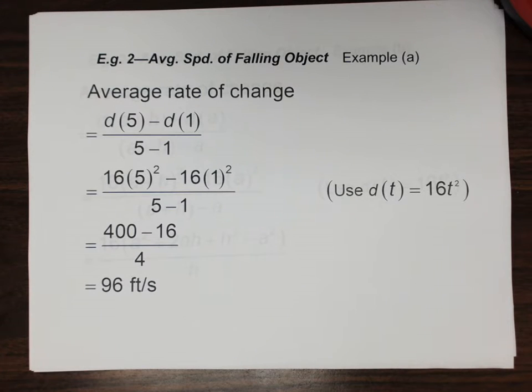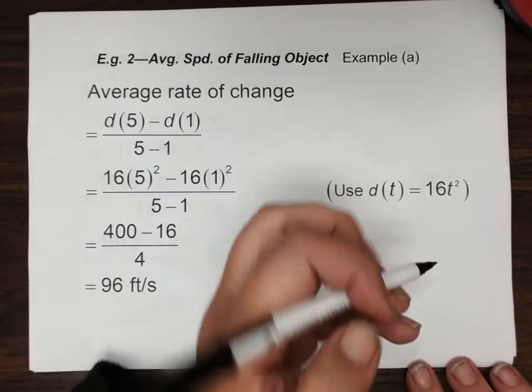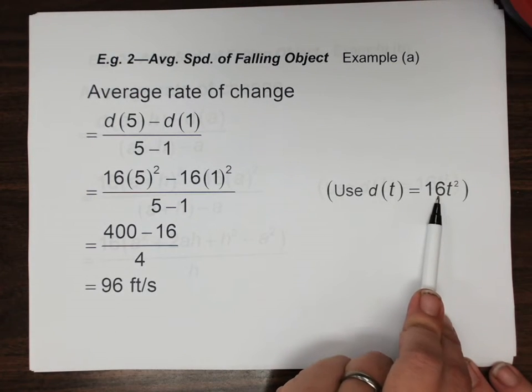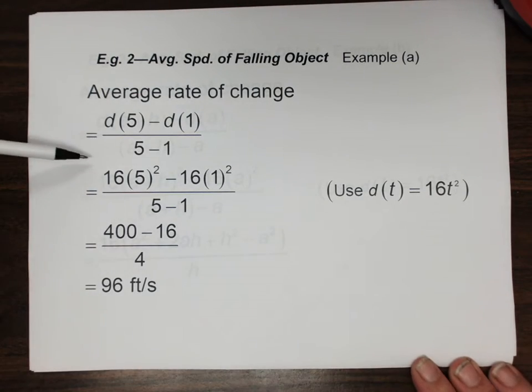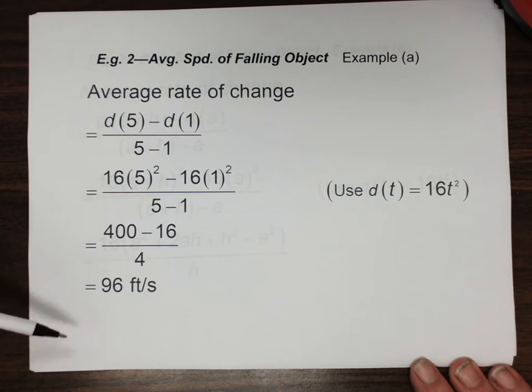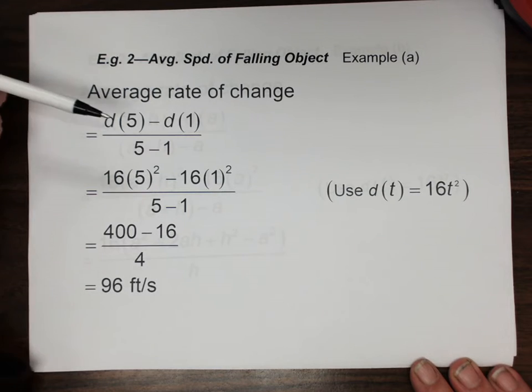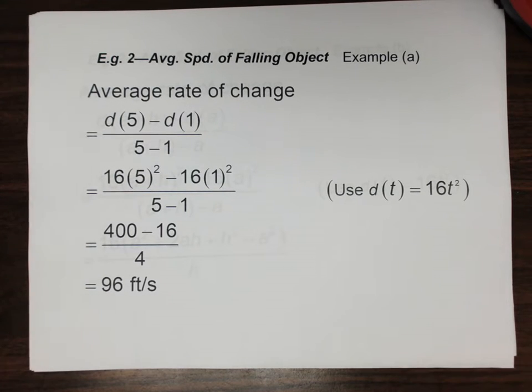Okay, for the first part of our equation, we know that we're using this 16t squared. So if I want to know between 1 and 5 seconds how far an object falls in free fall, and this is basically an object that's just dropped, right? It's not thrown with any velocity.